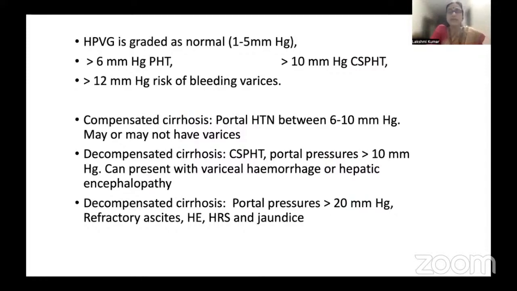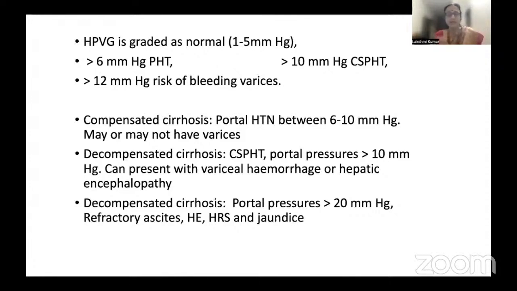If it is more than 10, it is clinically significant portal hypertension, and more than 12, there is a risk of bleeding from varices. So a compensated cirrhosis with portal pressures between 6 and 10 may actually not have varices, but the moment it crosses 10, there will definitely be the development of varices and an imminent possibility of unexpected variceal hemorrhages.